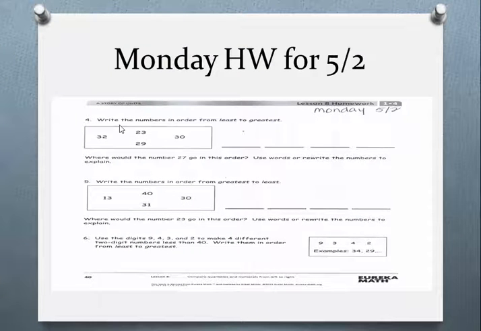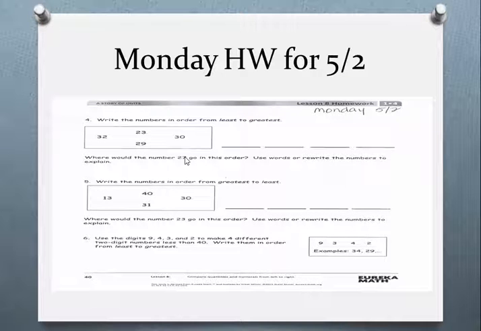Then for Monday's homework, you are also going to write the numbers in order from least to greatest. That means smallest to biggest. The smallest number here in this box is 23, so cross out 23 and write it here. Next smallest is 29. Cross it out, write it in the second blank. Then 30 comes next, so cross it out and write it in the third blank. And 32 goes in the fourth blank.